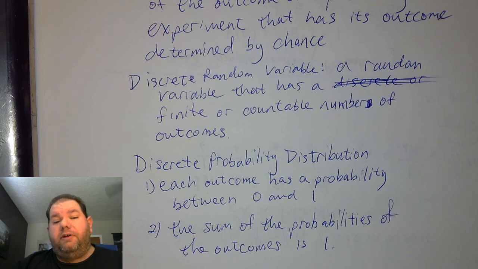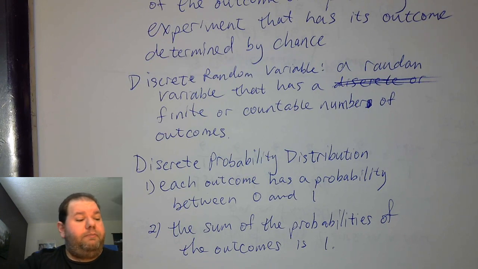So if we have a probability distribution where one of the probabilities is negative, or the sum of the probabilities is greater than 1 or less than 1 by a significant amount, not because of rounding error, then we would know those are not valid distributions. So it's similar to problems that we looked at in 5.1, I believe.